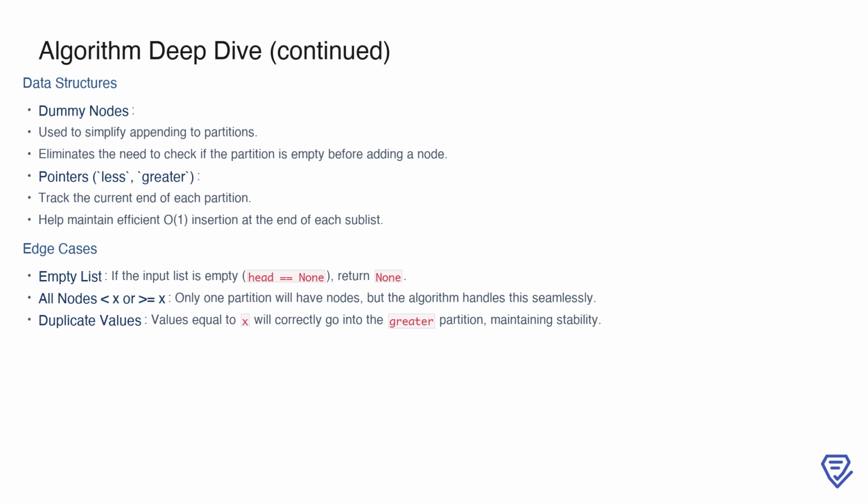The algorithm also handles various edge cases seamlessly. For example, if the input list is empty, the function simply returns None. If all nodes are either less than x or greater than or equal to x, only one partition will have nodes, but the algorithm still works correctly. Duplicate values are handled properly, with those equal to x being placed in the greater than or equal to partition while maintaining their relative order.